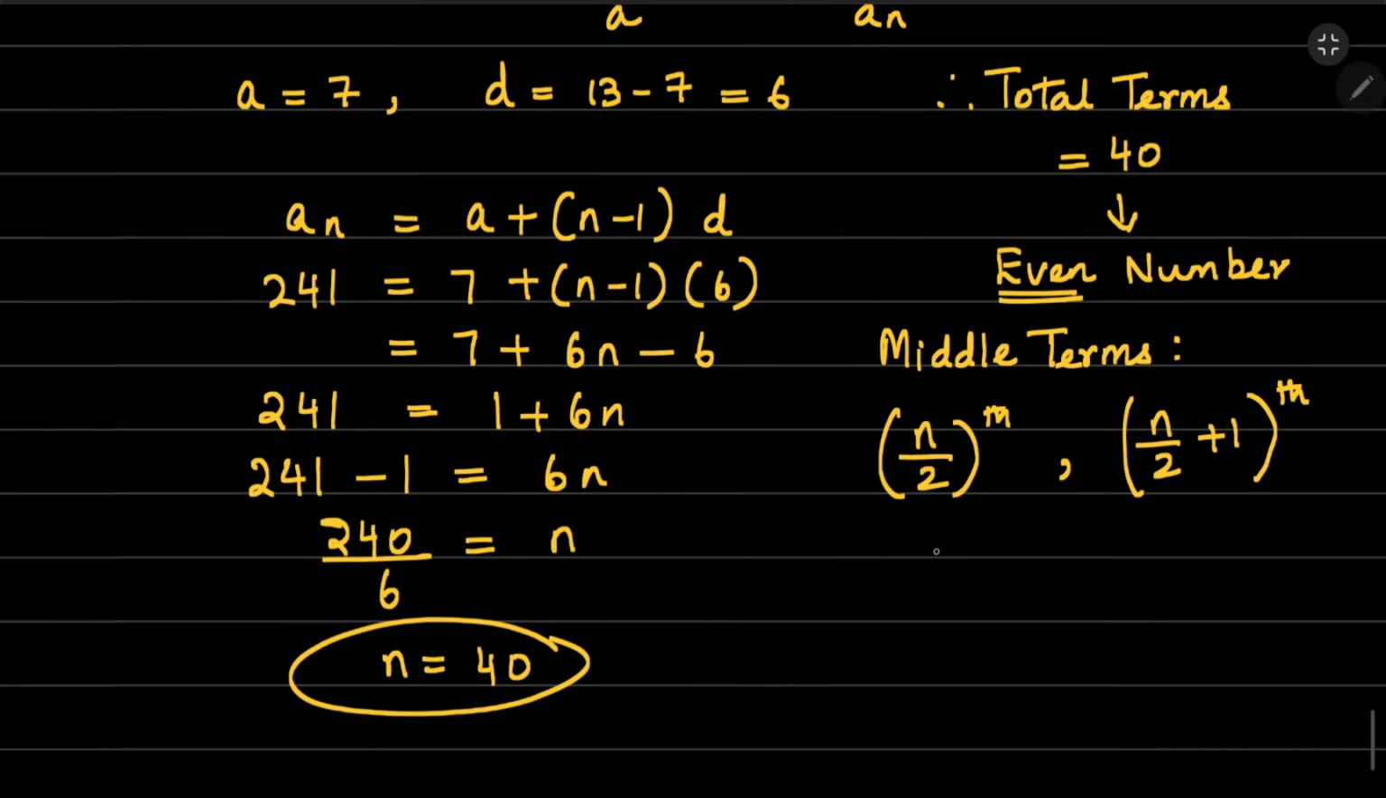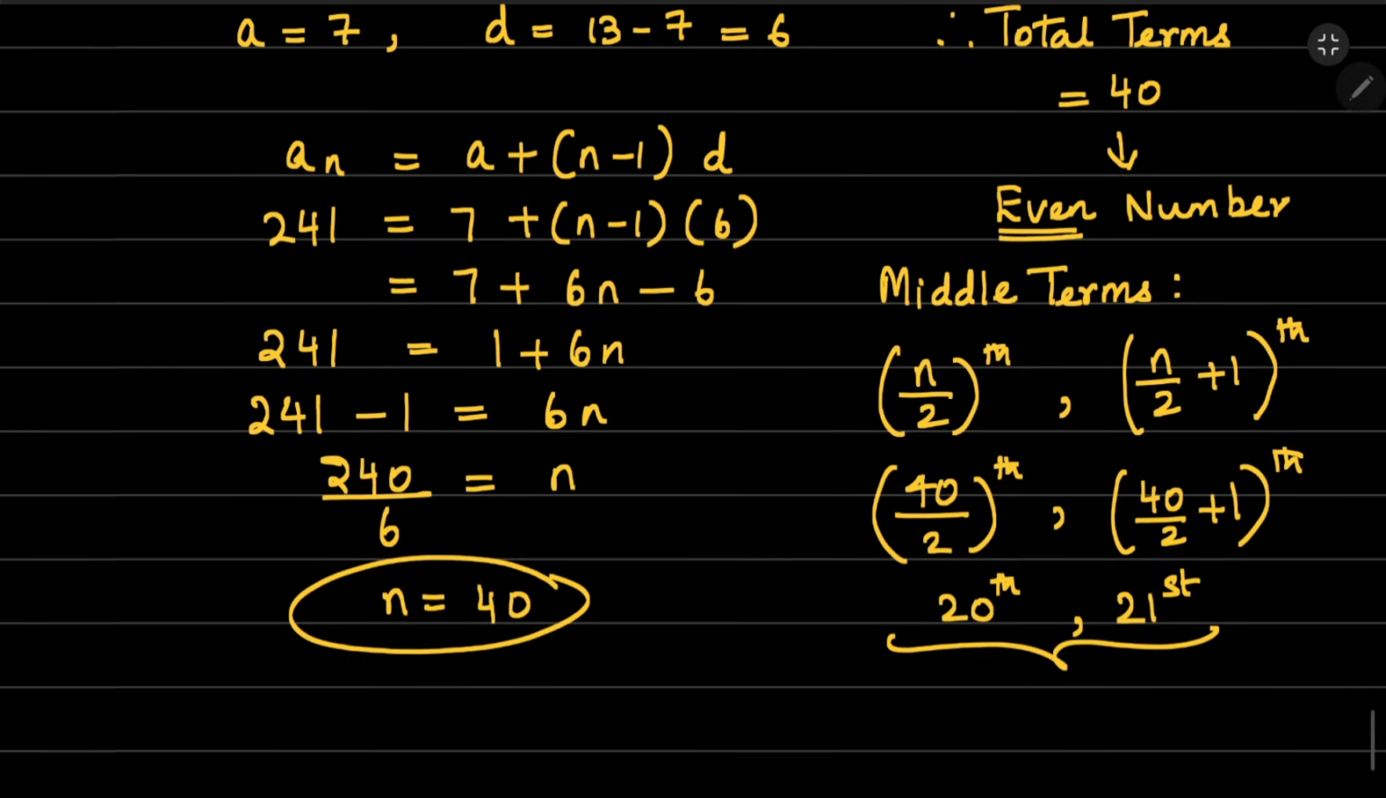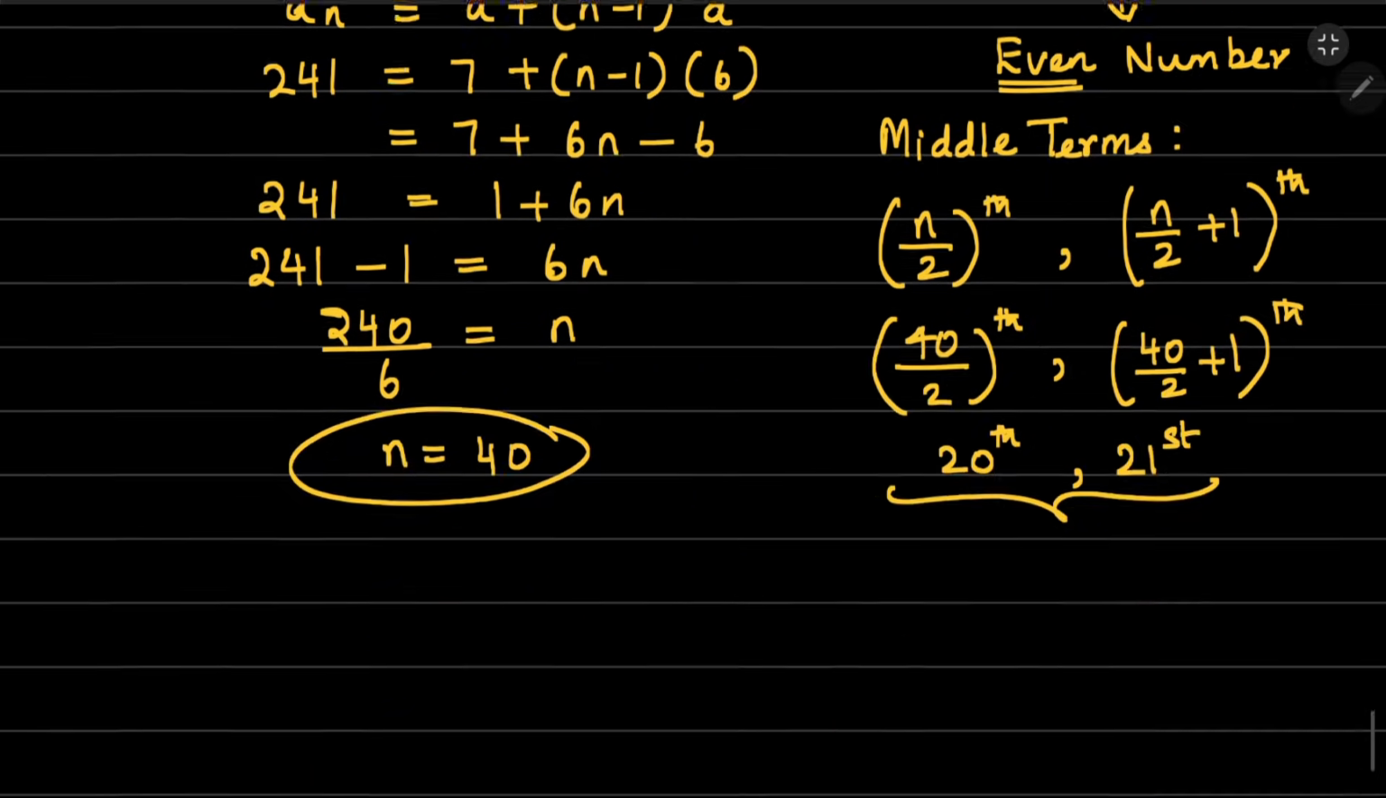So what is n by 2? Total n is 40. So 40 by 2, this will be one term, and then 40 by 2 plus 1 will be the other term. So the 20th and the 21st term, these two are the middle terms of the AP. You have to find the middle terms.